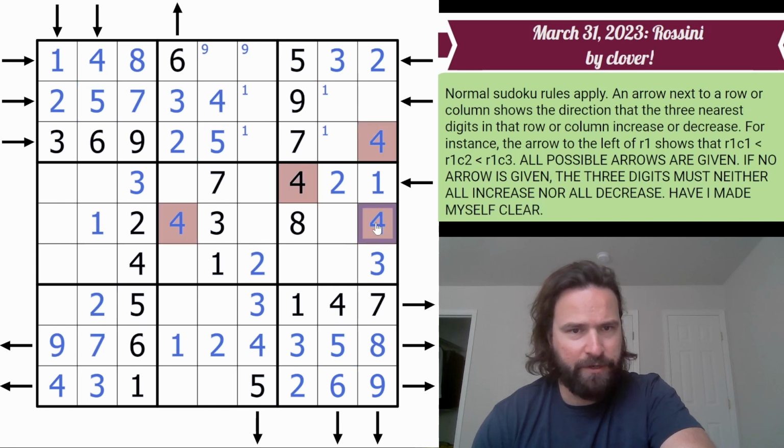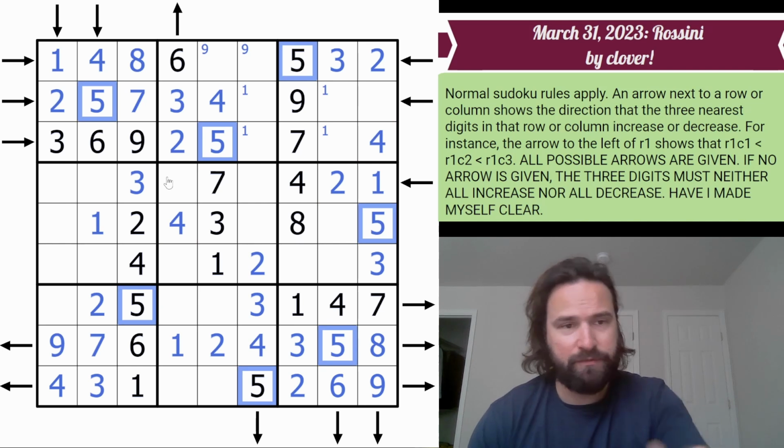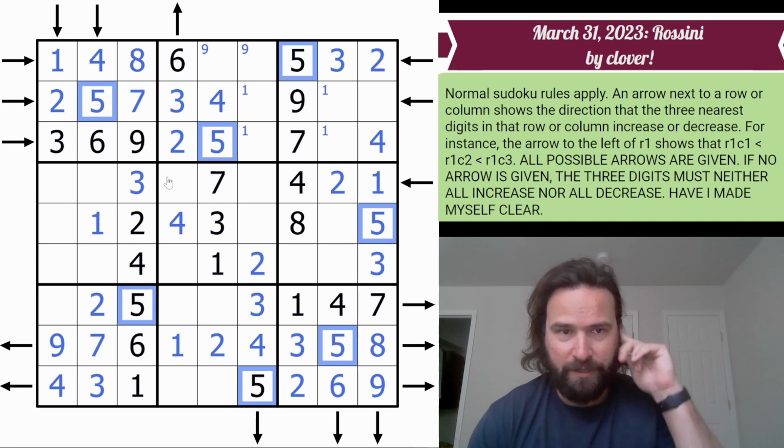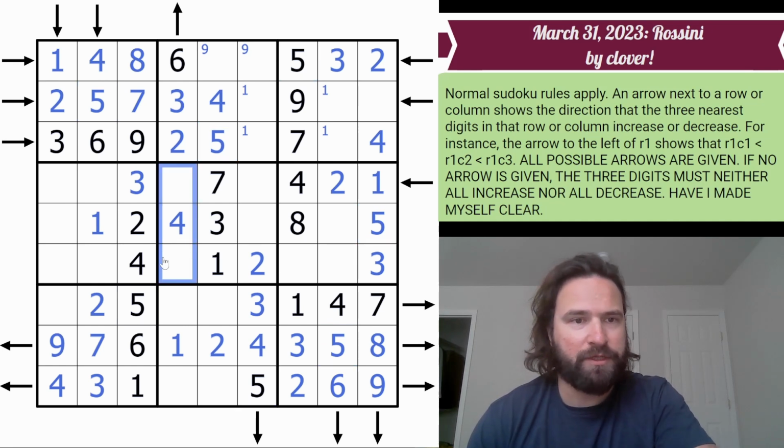5 here. Oh man, I keep forgetting to switch to the next number with my finger. Okay, so we still don't know about 5s. I thought we were going to be done with this after some simple Sudoku. And then 5 here, 5 here.